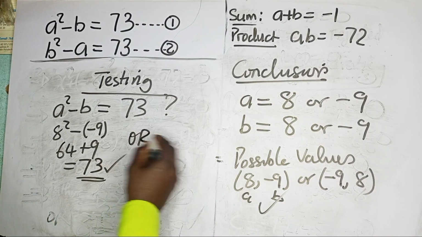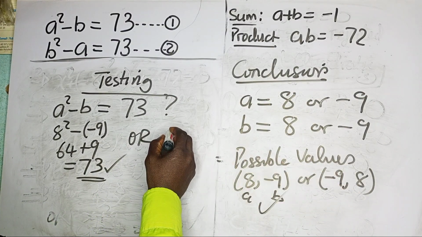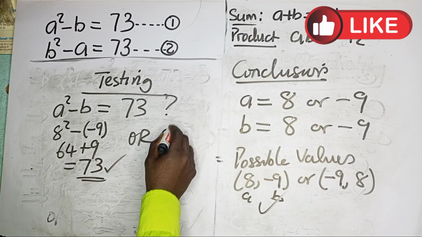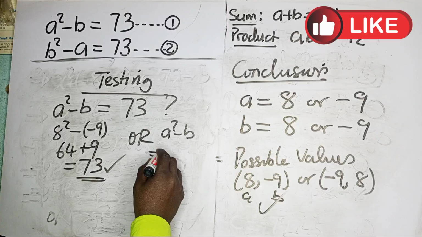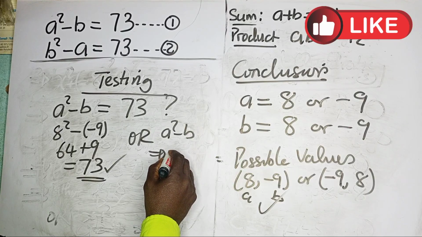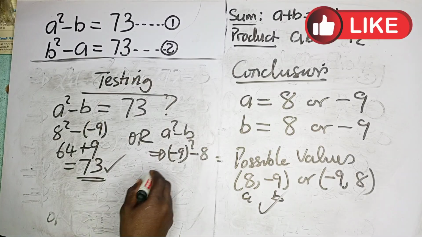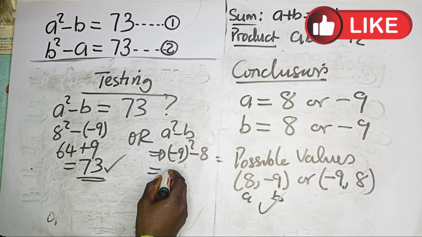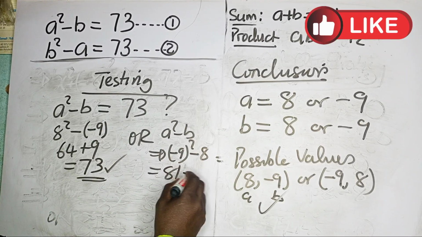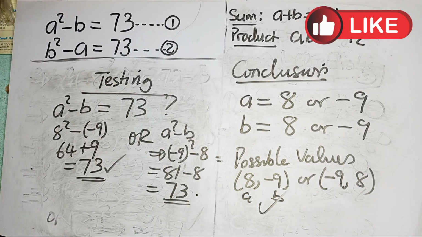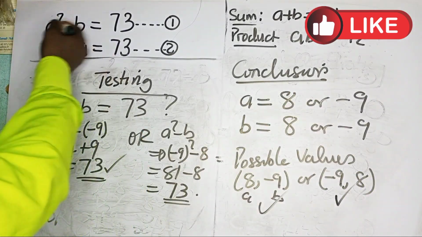Okay, we take the other information. Now we also test the other pair. We have a squared minus b. So your a is negative 9. So you have negative 9 squared minus 8. Negative 9 squared becomes 81. 81 minus 8, we all know, is 73. So once more, this other information agrees with our first equation.